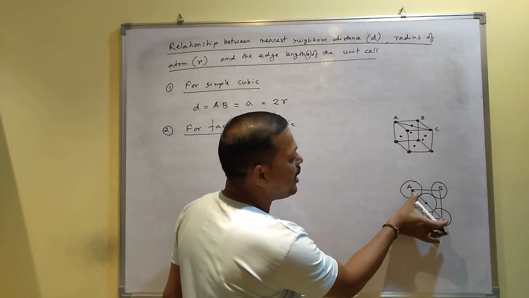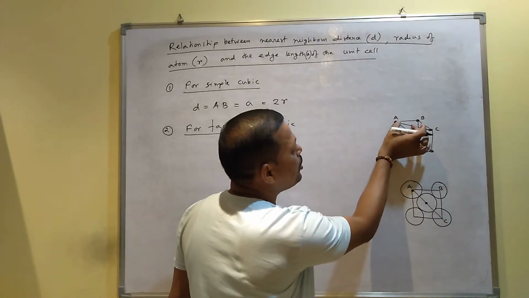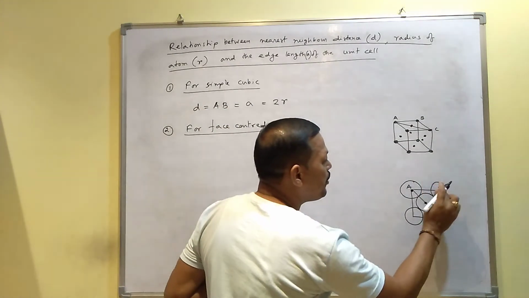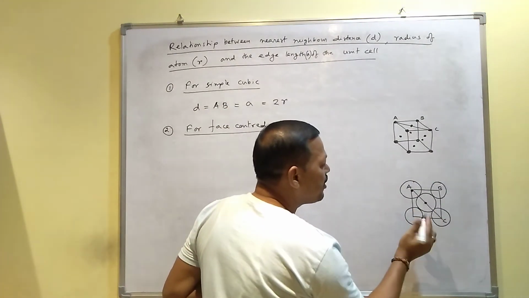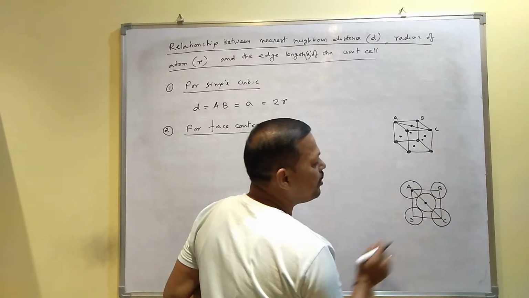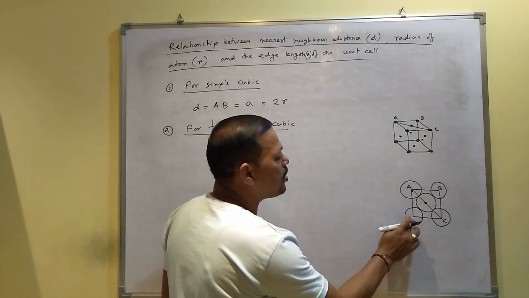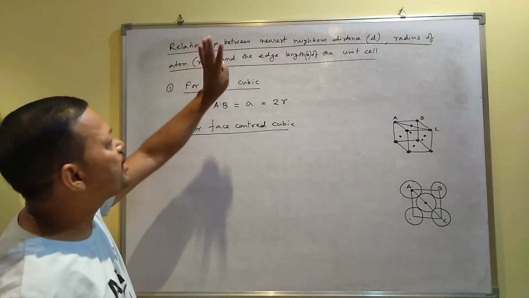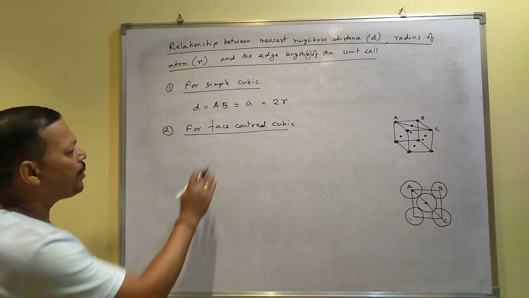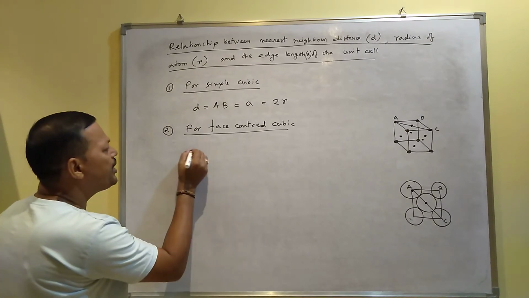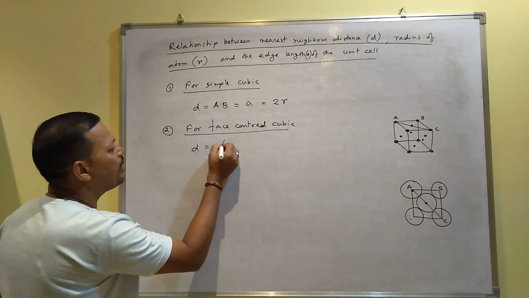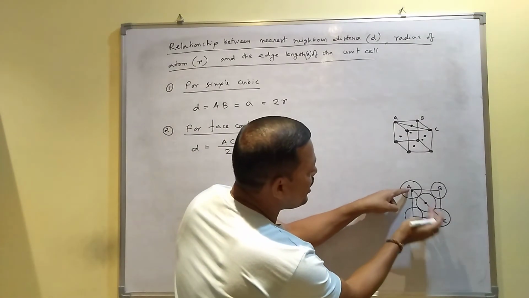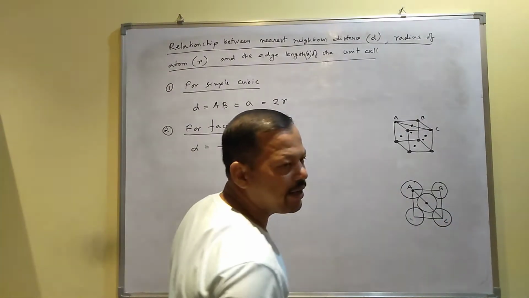This is your AC diagonal. Half of AC gives you the nearest neighbor distance. Edge length means AB, BC, CD. From one corner to another corner is called the edge length. Now I will find out the relationship. Here the nearest neighbor distance D is equal to AC by 2. I mean, half of AC gives you the nearest neighbor distance.